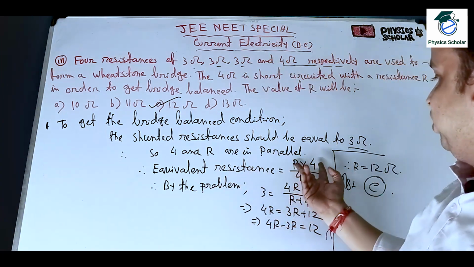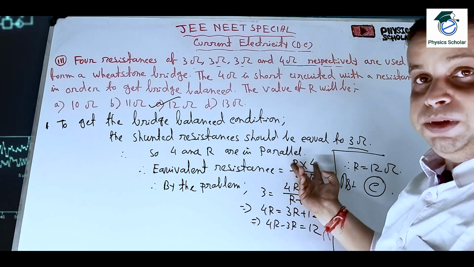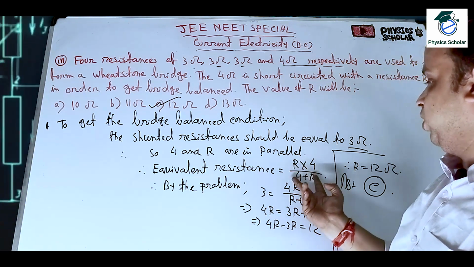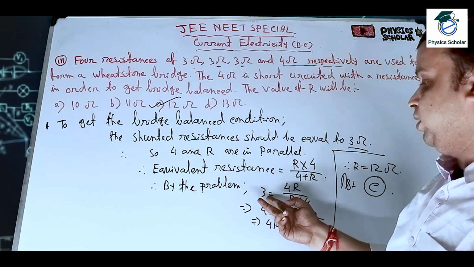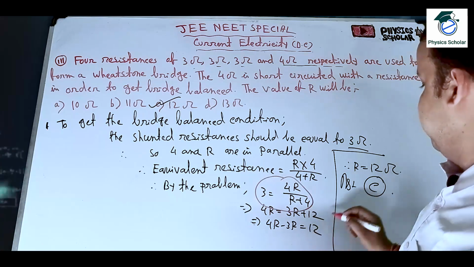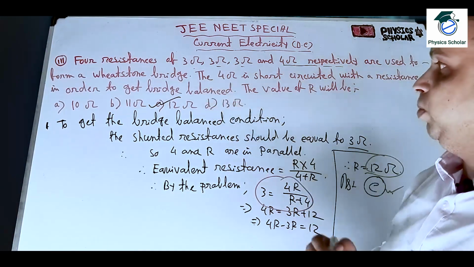Clear? So that means what? If two resistors are in parallel, then the equivalent means what? Multiplication of the two resistors divided by the sum of the two resistors. Clear? So R into 4 divided by R plus 4 is equal to 3. From this equation we find the value of R, which is 12 ohm. Very easy. So option C will be correct.